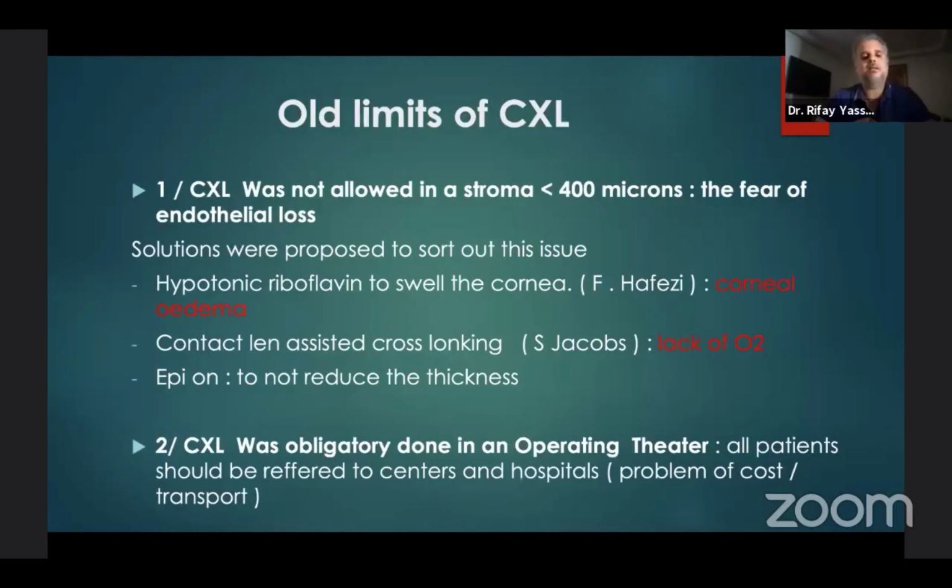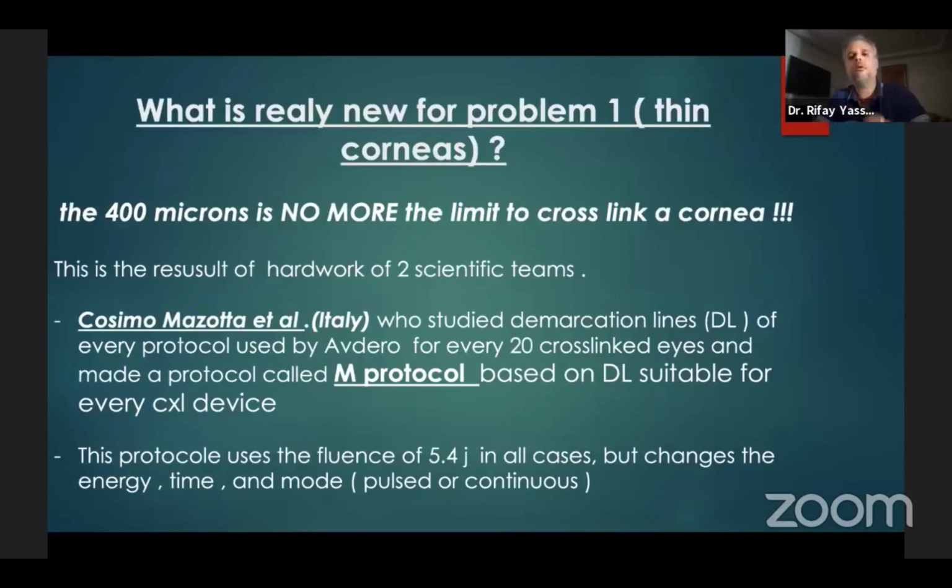The second limit of cross-linking was that it was compulsorily done in the operating theater. It means that it was considered like a surgery, and all patients should be referred to centers and hospitals. And this is a problem of cost and of transportation. And we know there are a lot of places in the world that cannot afford the possibility to go to a big hospital. And we know the frequency of this illness.